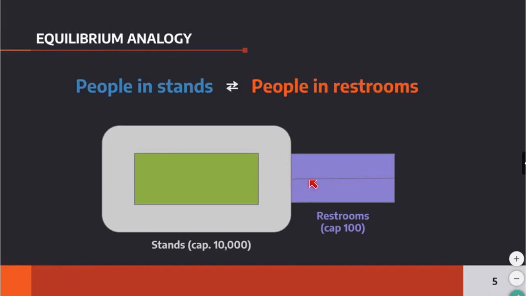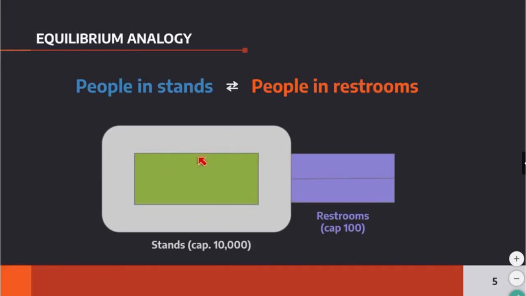And the same thing might be true when the game's over. Let's say the game's over and 5,000 people leave the stadium. Well, when 5,000 people leave the stadium, at first, the number of people flowing out of the restroom is going to be still those 10 people flowing out to balance the 10 people flowing in.